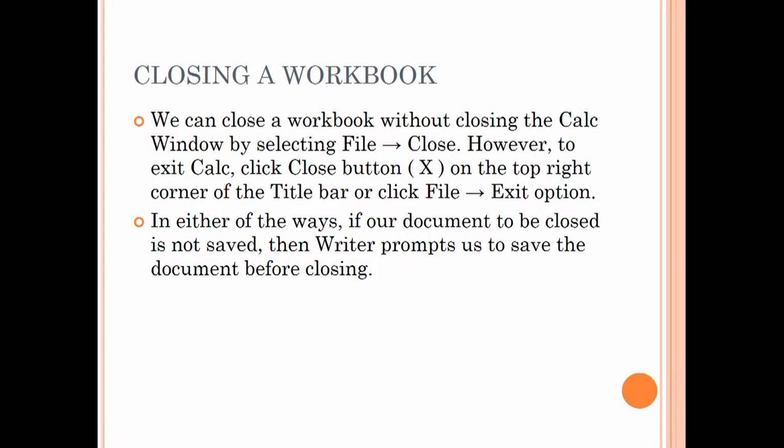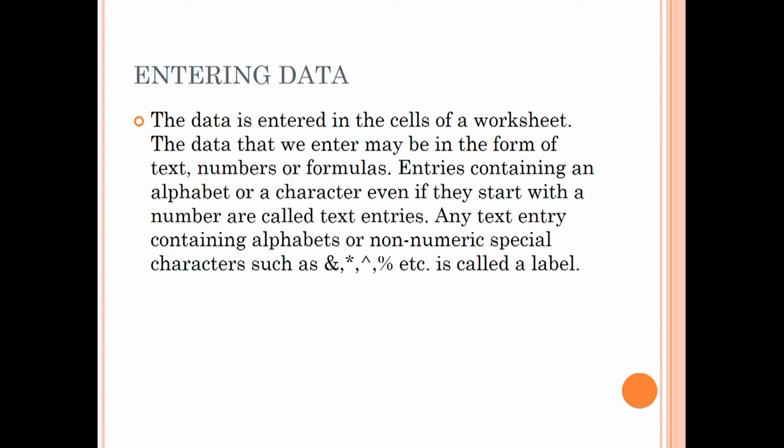Then closing a workbook. We can close a workbook without closing the CALC window by selecting File and then Close. However, to exit CALC, click the Close button, which is a cross on the top right corner of the title bar, or click File and then Exit option. In either of the ways, if our document to be closed is not saved, CALC prompts us to save the document before closing. That was about closing the workbook.